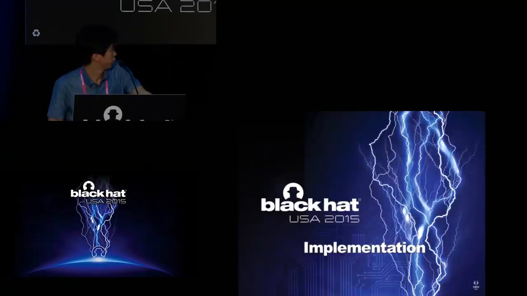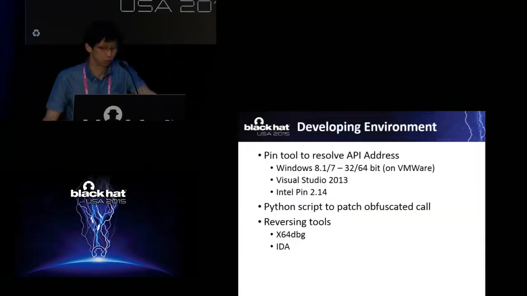And how I implemented it: I use a Pin tool to resolve API addresses. It is developed under Windows 8.1, 32 and 64-bit on VMware. I used Visual Studio 2013 and Intel Pin 2.14, the latest version, and a Python script to patch obfuscated calls, and reversing tools x64dbg, OllyDbg, and IDA Pro.